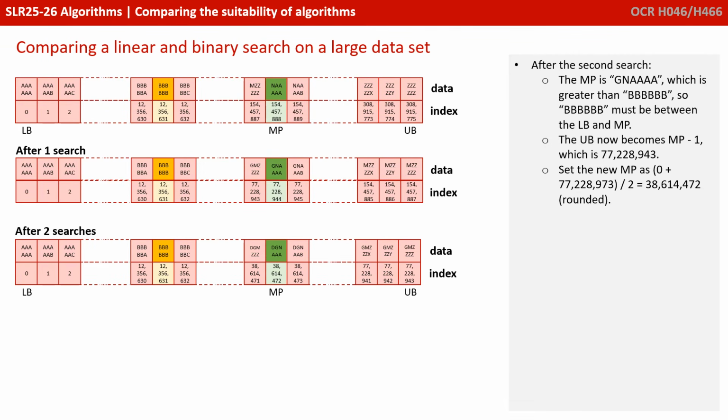After the second search, we find the midpoint is GN and then 4 A's, which again is greater than what we're after, so we still must be between the lower bound and the midpoint. The upper bound now becomes the midpoint minus 1, which is 77 million, and we set another new midpoint.